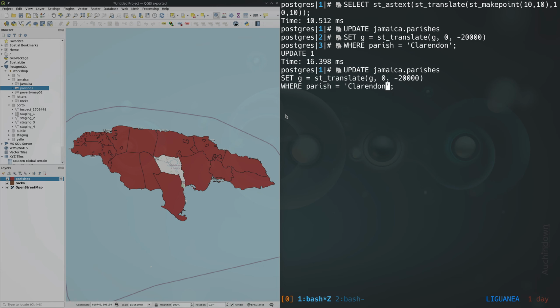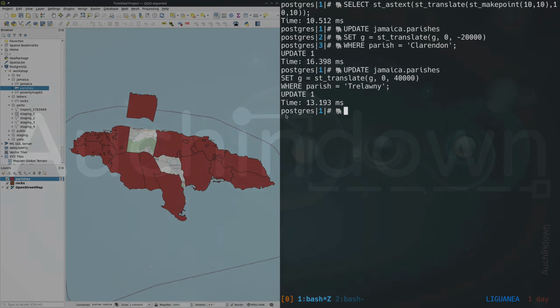Similarly, we can try and change Trelawney and move Trelawney about 20,000 meters north. Let's make it 40. Ta-da! All right. All right, there you go.